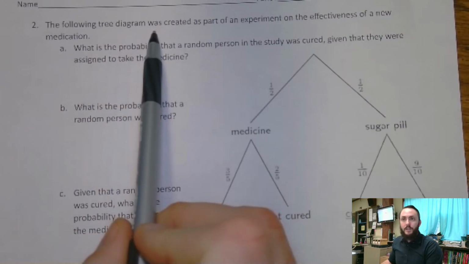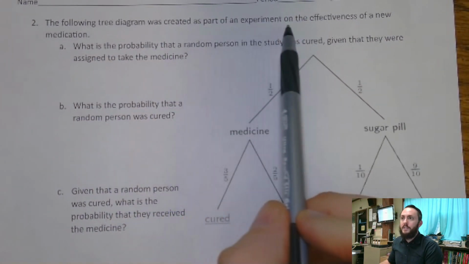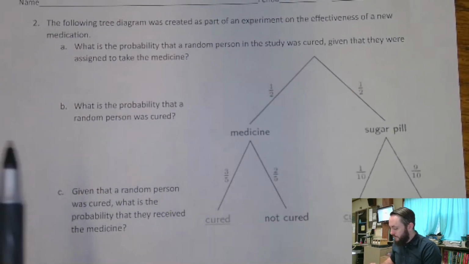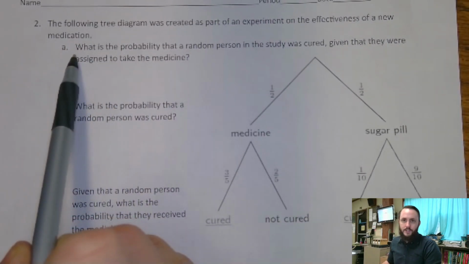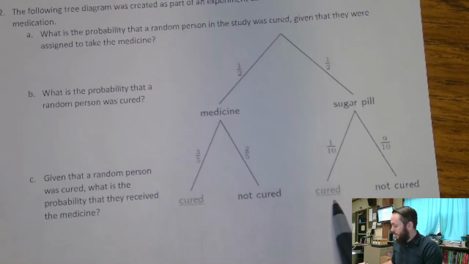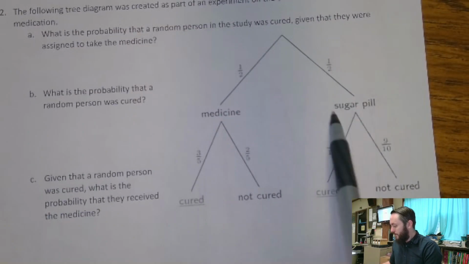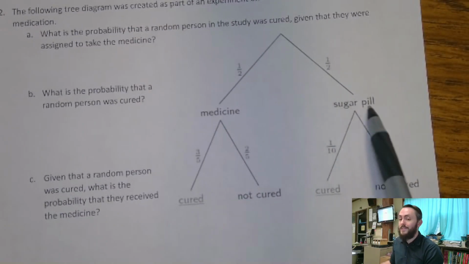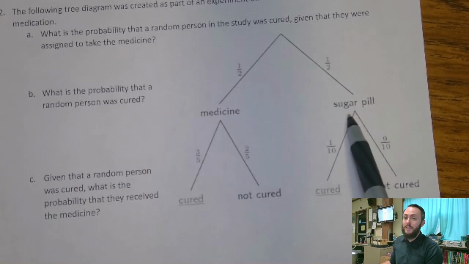The following tree diagram was used as part of an experiment on the effectiveness of a new medication. Great. So first question A. We see this tree diagram here. We have cured, not cured, cured, not cured. We have medicine or the sugar pill, also called a placebo. You remember from our experimental design unit last semester.